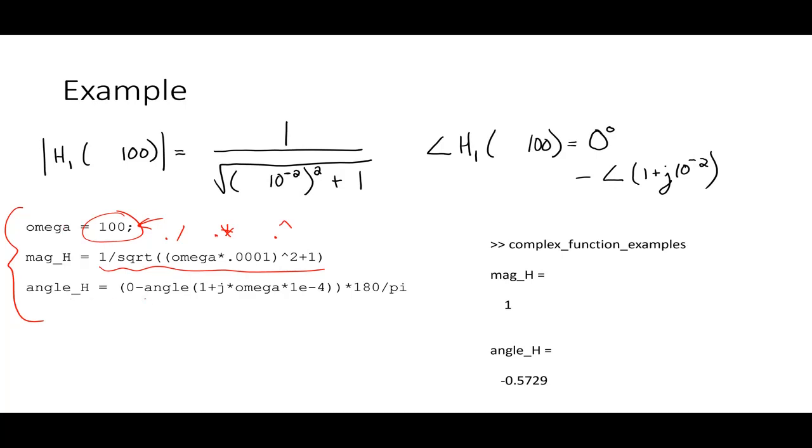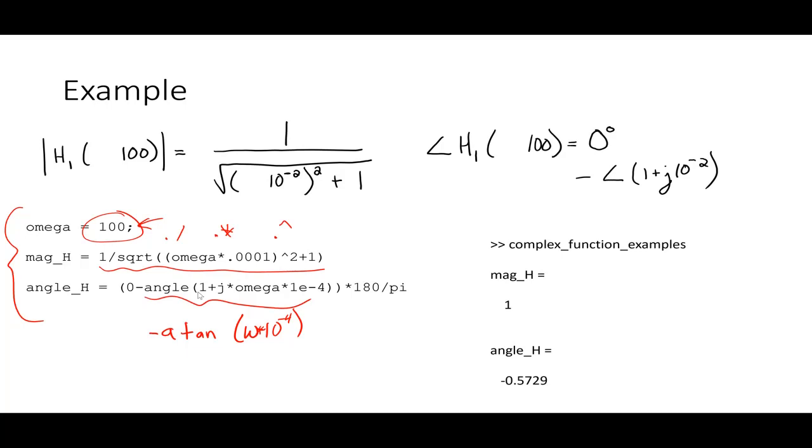For the angle of h, notice what I did here. I just said minus the angle of the complex number. I could have said minus arctan of, but in MATLAB I don't express it that way. In MATLAB I say minus atan of omega times 10 to the minus 4. The angle function deals with things in the second and third quadrant, so it makes the operations a little bit easier for me.